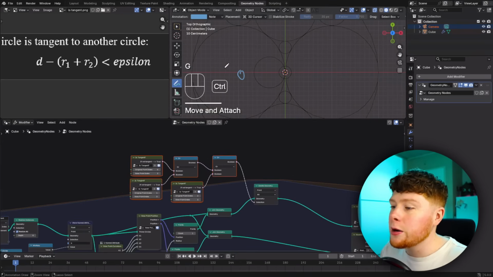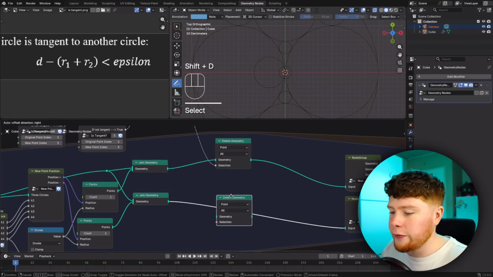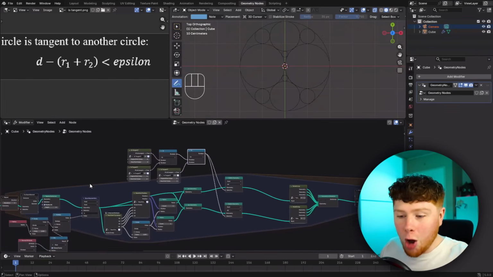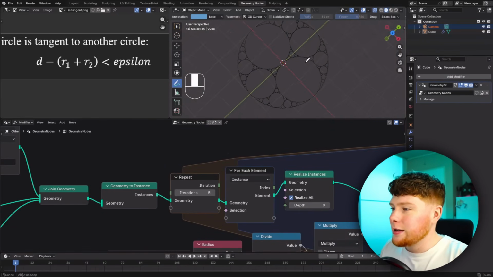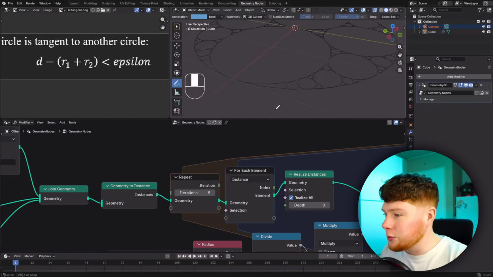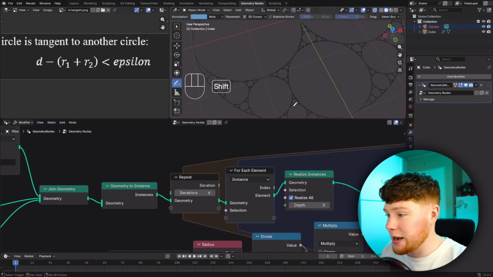But now for the other points that are wrong, we just want to do this exact same thing for the negative part. So if we connect that like this, then you can connect it over here. And then after all this, we have created our perfect Apollonian gasket. And I think this already looks really, really cool. I think this is one of the most satisfying things I have ever created in Blender, to be honest.